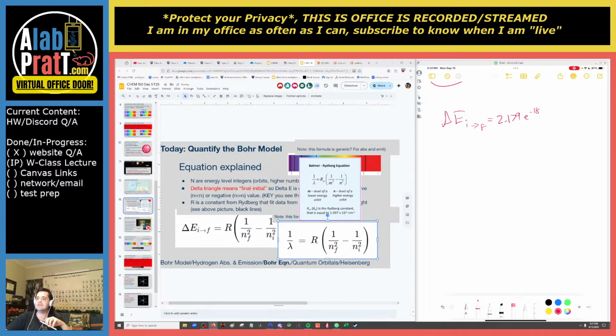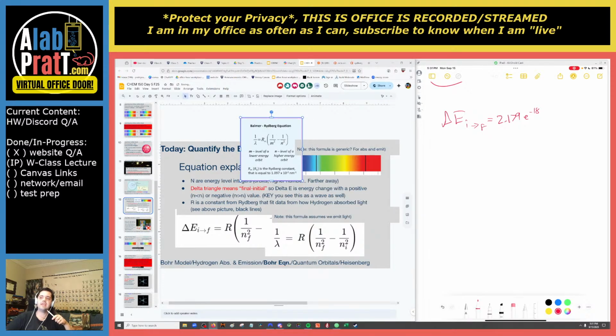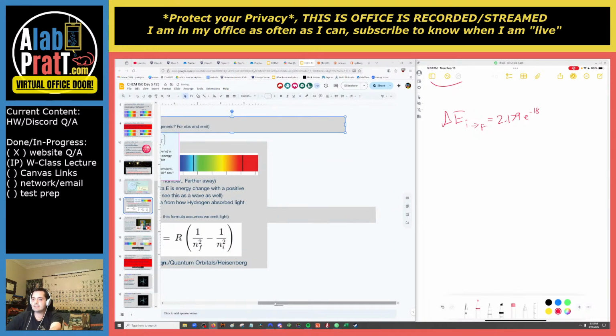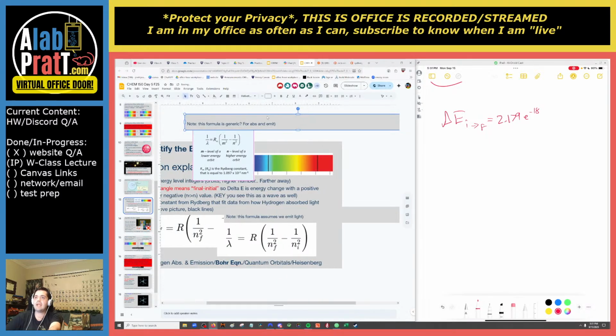I would say this, again, I'm going to leave it on the screen because this works for emissions. If we assume we emit light, then our final state will always be the lower energy wavelength. So our final state will always be the lower energy if we're emitting. If initially we're at a higher energy, we emit down. This would work for emitting, but this is a more generic formula that can handle both absorbing and emitting light.